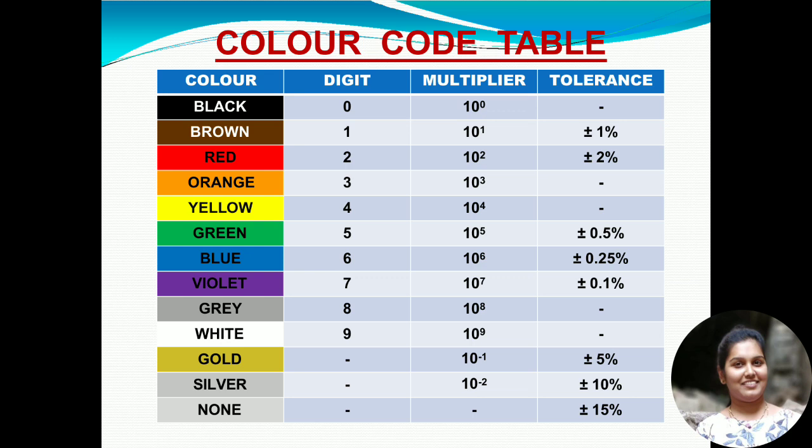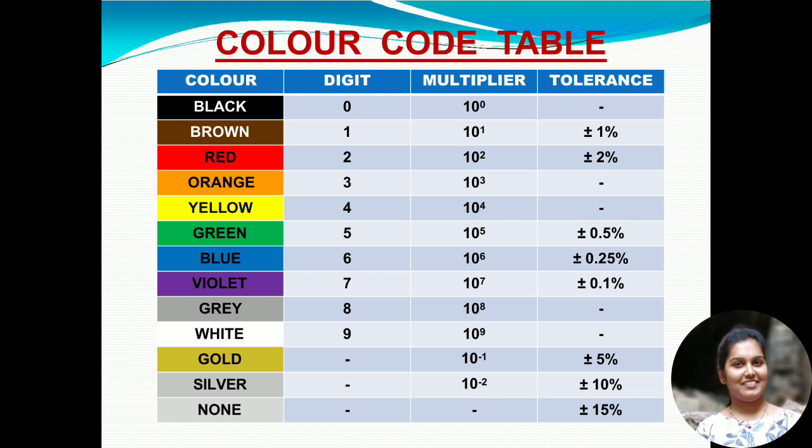The fourth band in general will be one of the last three: either it may be gold, silver, or none. If the tolerance value is 5%, then it will be gold. If the fourth band is silver, then the tolerance value is 10%. And if it is of no color, either gold or silver, then we take the tolerance value as 15%. That is for the example I told you just now, brown, black, and red.